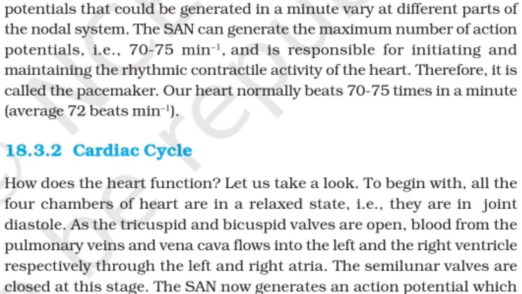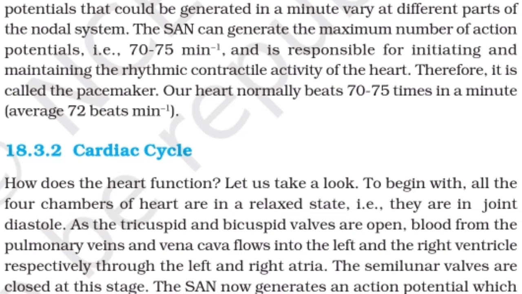18.3.2 Cardiac cycle. How does the heart function? Let us take a look. To begin with, all the four chambers of the heart are in a relaxed state. That is, they are in joint diastole. As the tricuspid and bicuspid valves are open, blood from the pulmonary veins and vena cava flows into the left and right ventricles respectively through the left and right atria. The semilunar valves are closed at this stage.